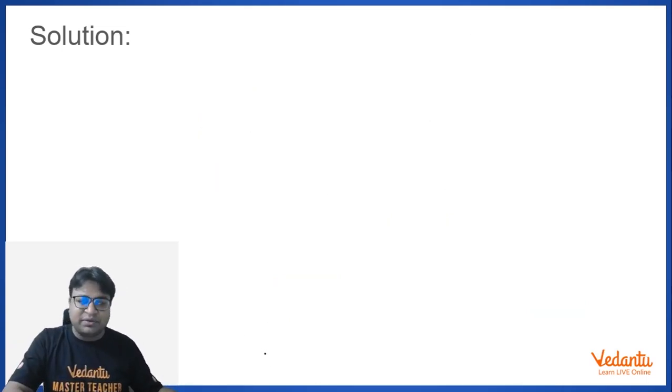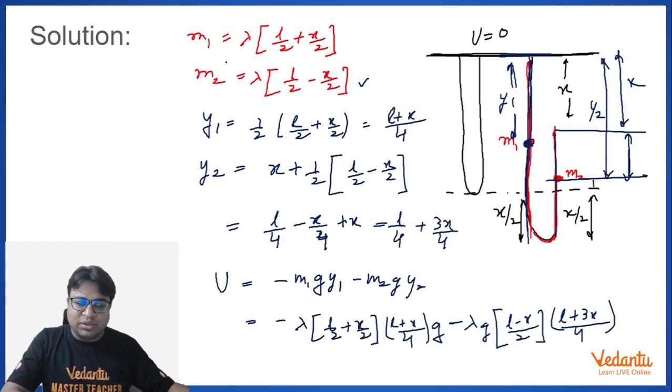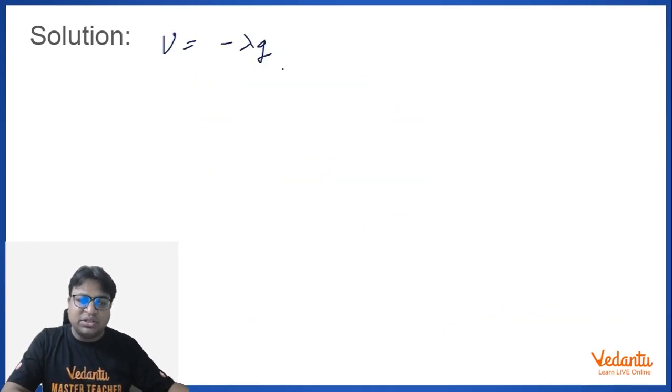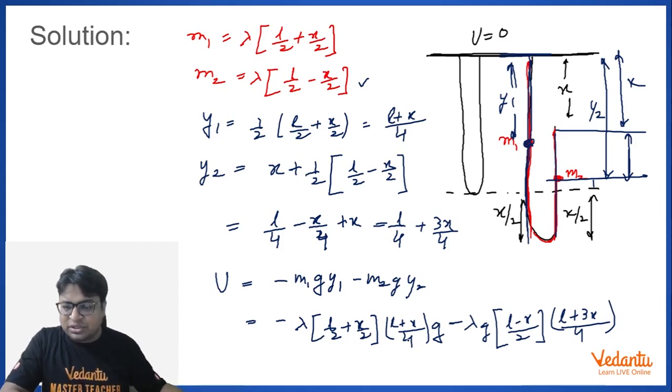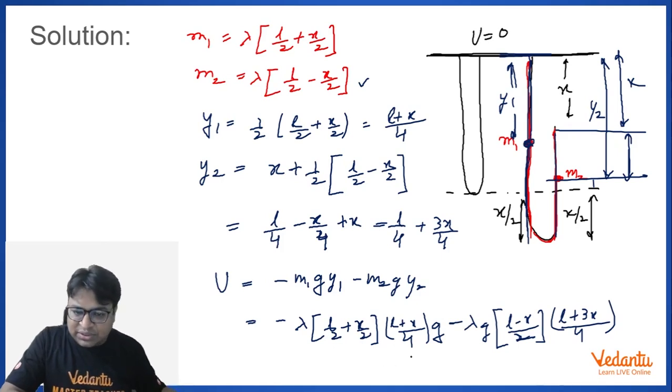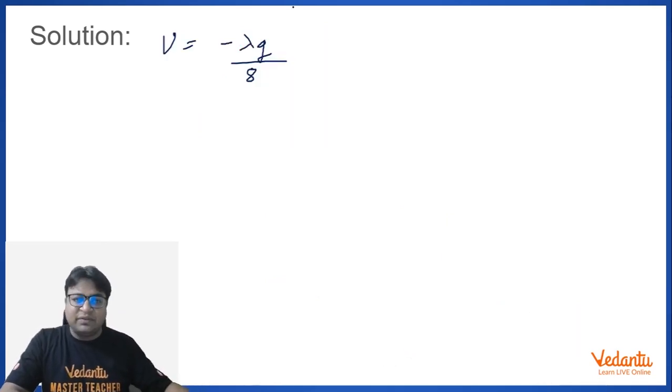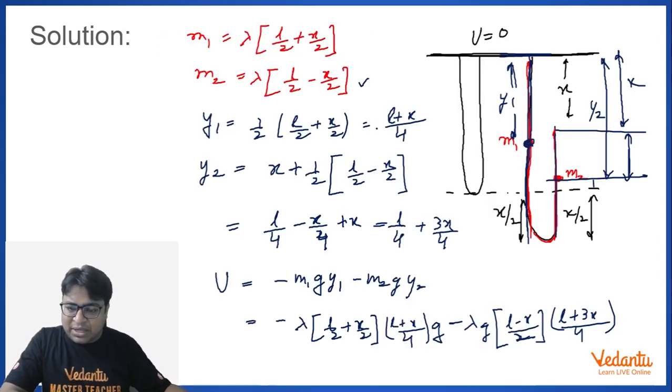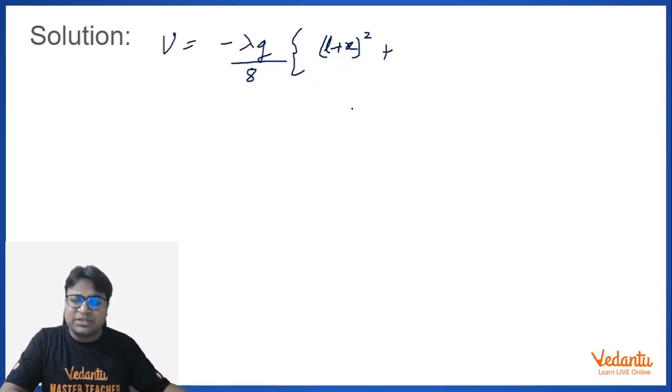All right, so we now need to simplify this. Let's see how much we can simplify. So U is equal to, what I'm going to do, I'm going to write minus lambda g as the common entity. Then 4 and 4, here we have 2, right? Yeah, here also we have. So 8 can be taken out as a common entity. Anything else that we can take out as common? No. So then we will have (L plus x) square plus, it will be plus only because minus we have already taken out, (L minus x) into (L plus 3x).